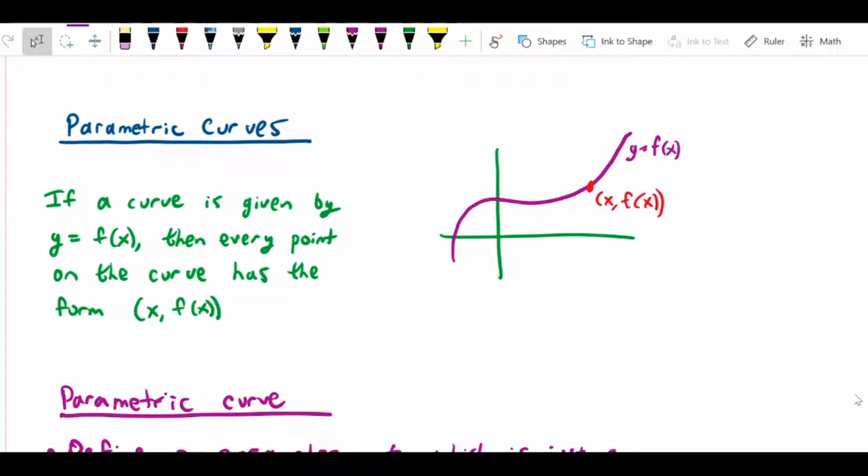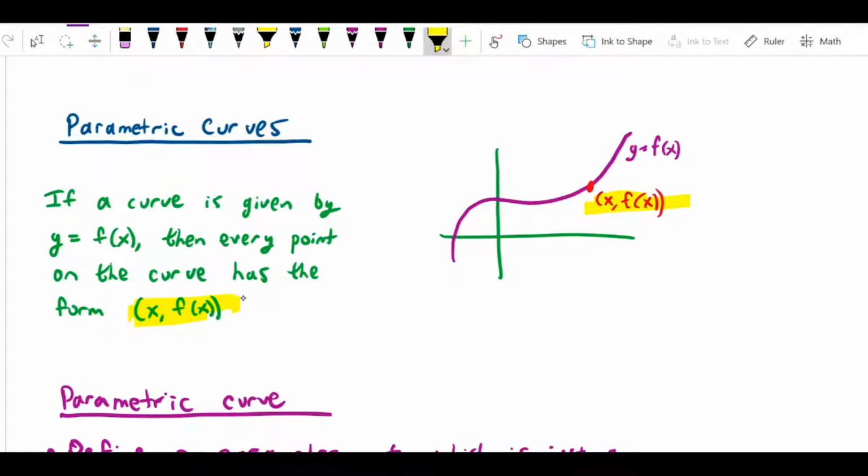The next topic is parametric curves, and if you're following along in the Thomas textbook, this corresponds to sections 11.1 and 11.2, which we'll do together. First, just to set the topic, let's suppose that we have a curve given by a function. We have y as a function of x, or I've written here y equals f of x. Then, as we've talked about before, every point on the curve has the form x comma f of x.